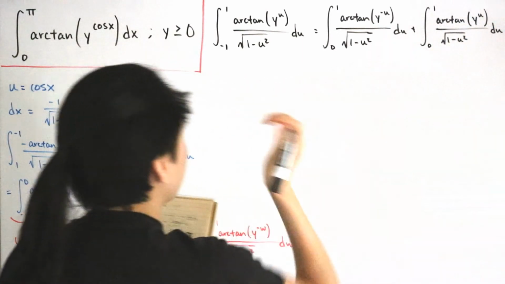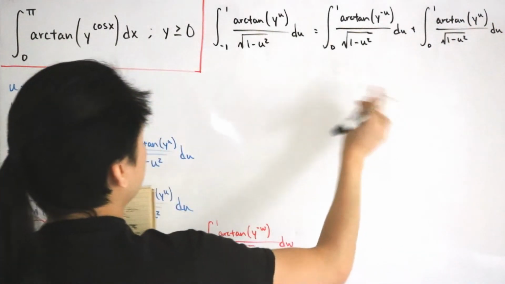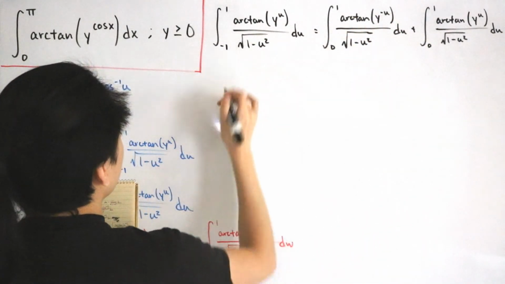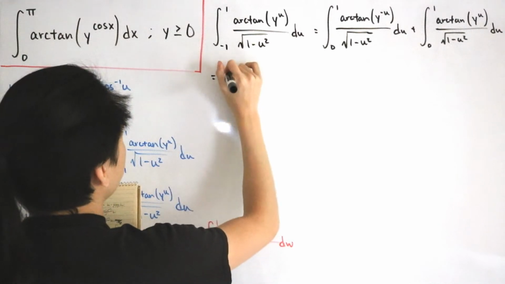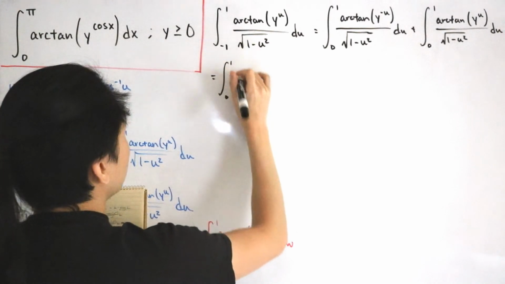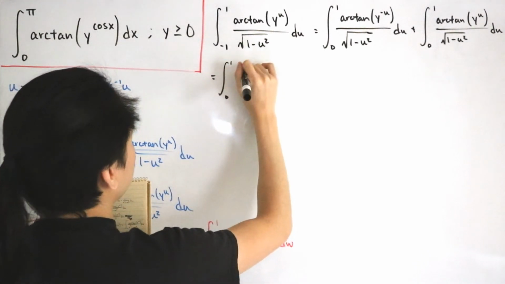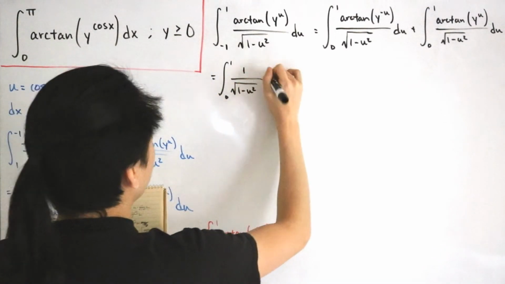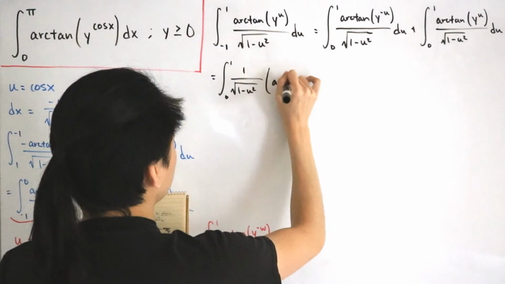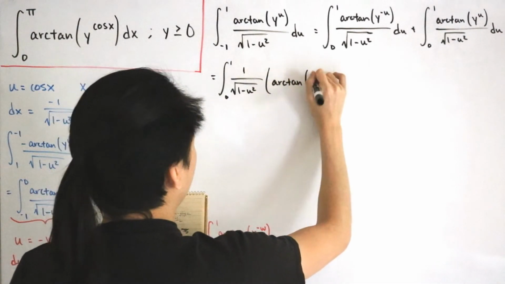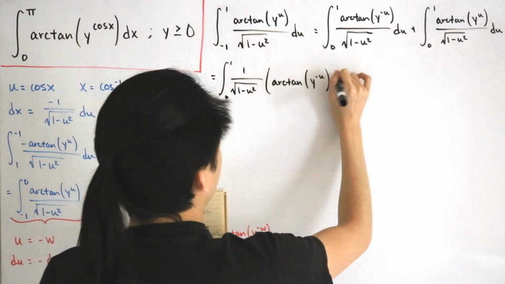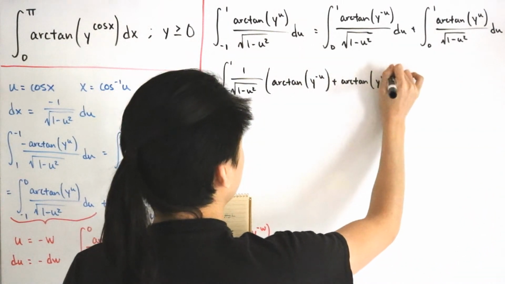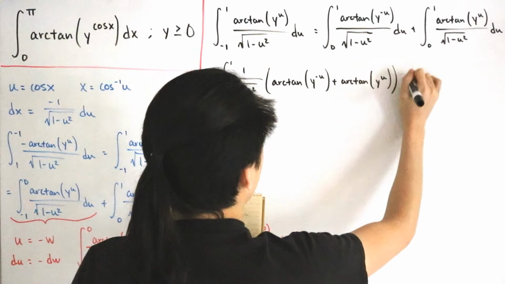And so from here, again, as mentioned, I can actually use linearity. It's under the same intervals. So this means in turn, now I have that this is the integral from 0 to 1 of, let's see, first I'll write this as 1 divided by the square root of 1 minus u squared. And then now we can multiply this by arctan of y to the power negative u, and then add this with arctan of y to the power positive u, and then du.